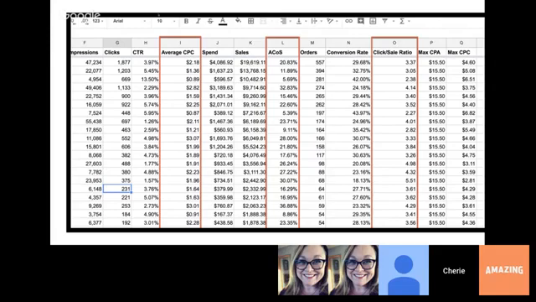Yeah, there's different conversion rate columns. So you're going to be looking at your conversion rate, and we just change it to conversion rate. Yep, so that would be the same thing. So just to clarify that.